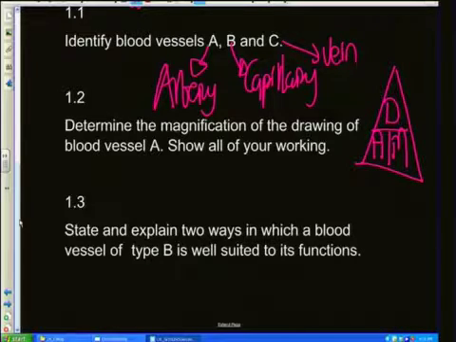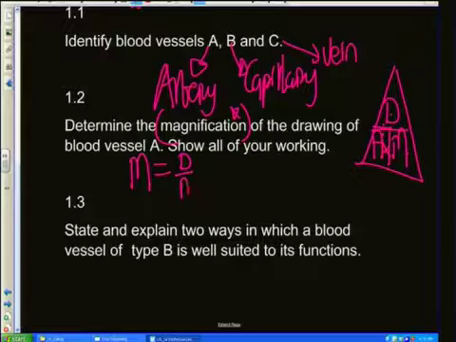Magnification. So now I want M. It says, what is your magnification? How do you work out magnification? The units of measurement is times. Now this is how you work it out. You write M equals, remember, this is a divide line, that is a times line. So M is D over A.